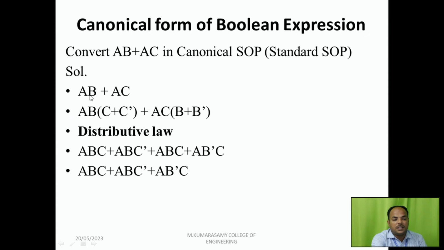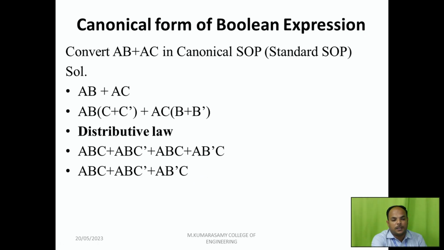Here we are having AB + AC. Here we are having ABC' + AB'C. So for example, if we need 2 AND gates and 1 OR gate to cross check the expression, here we need 3 AND gates and 2 OR gates. So converting from SOP to canonical SOP, the number of gates, time and cost will increase.